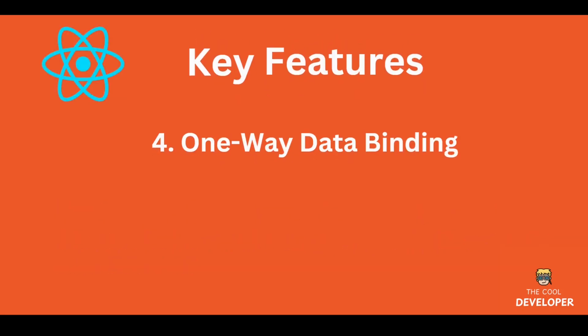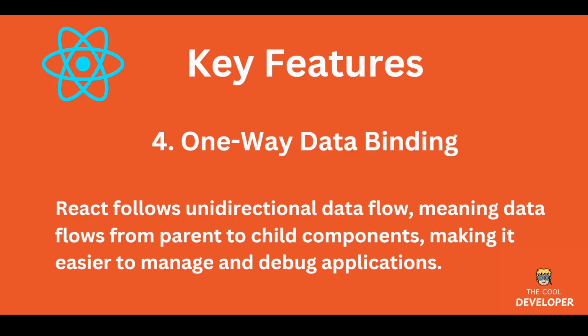Moving on to the next feature, that is one-way data binding. What does that mean? The data flows in only one single direction. The data will always be transferred from the parent to the child using props, and it makes it much easier to debug and manage the entire application.